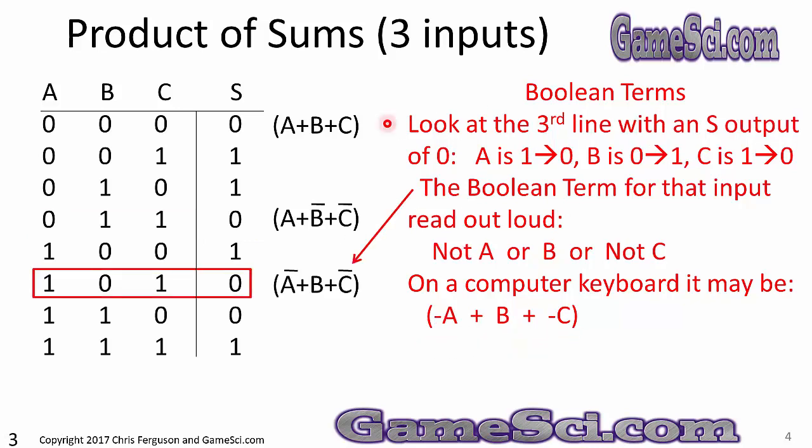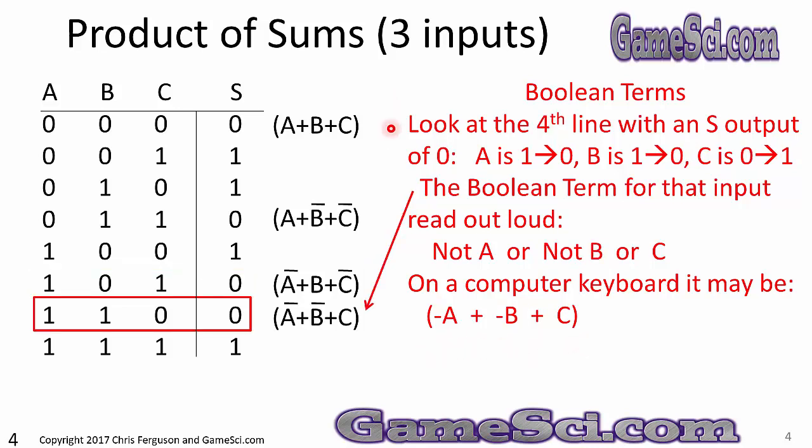Boolean terms. Look at the third line with an S output of 0. A is 1, we'll flip that to 0. B is 0, we'll flip that to 1. C is 1, we'll flip that to 0. The Boolean term for that input read out loud, not A or B or not C. On a computer keyboard, it may be this expression.